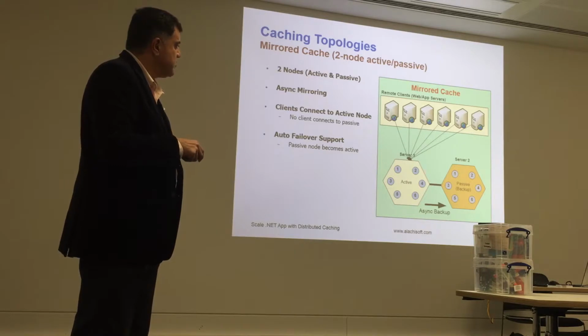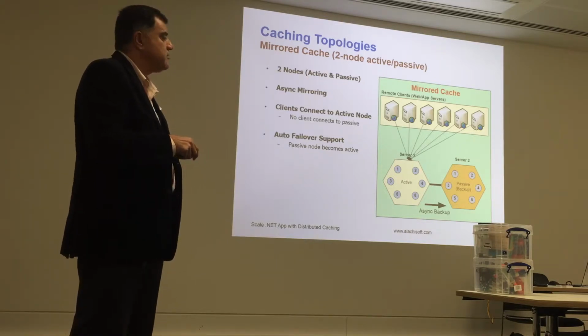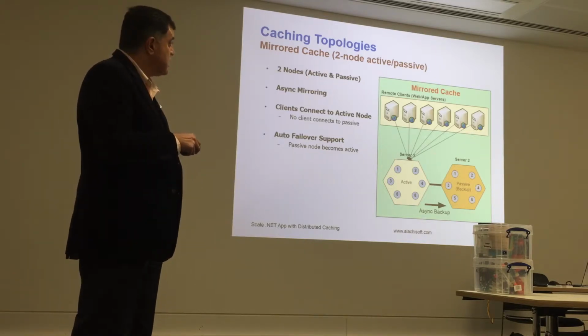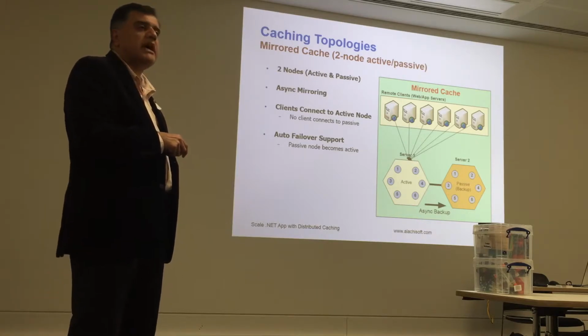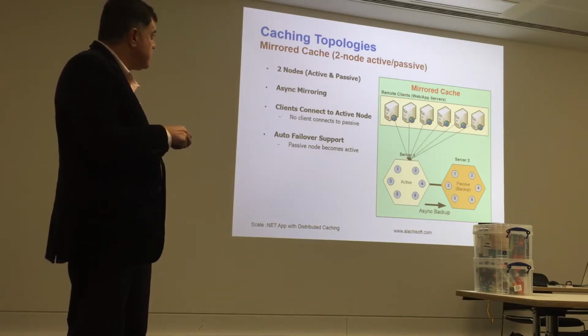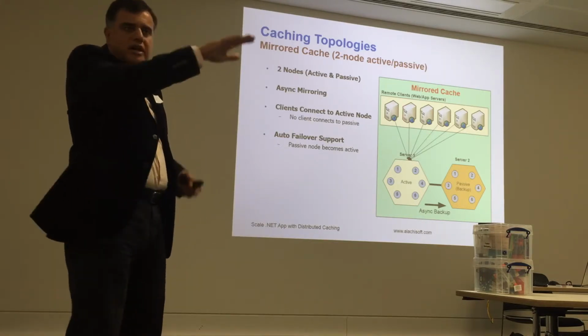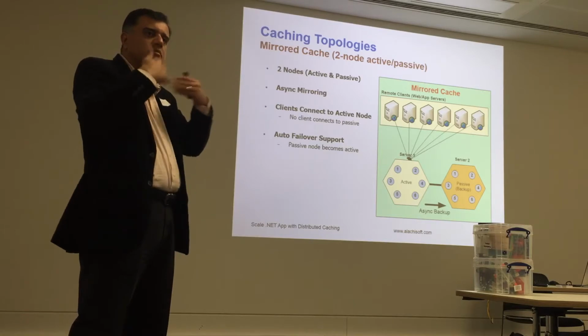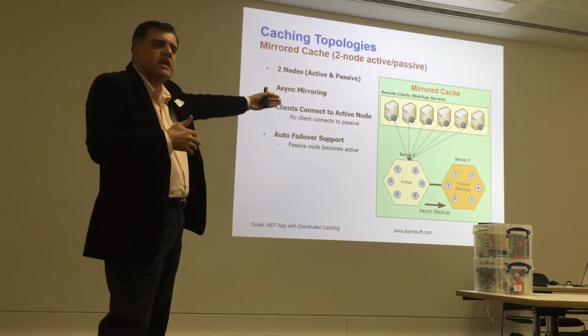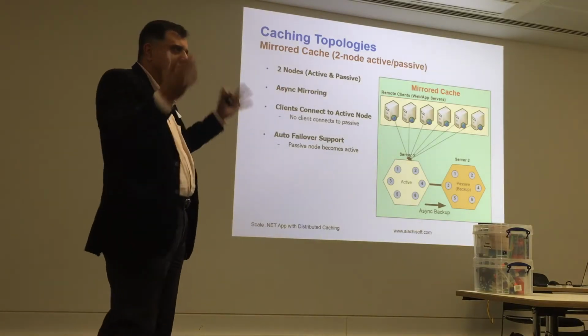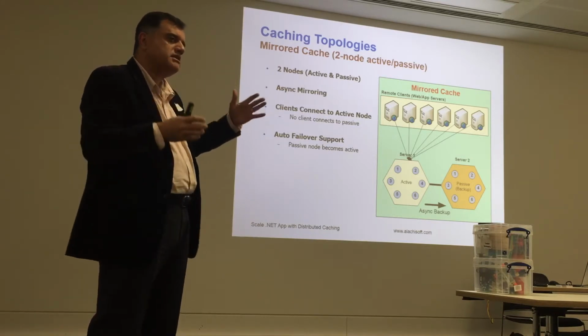But once the active node goes down, the passive node automatically becomes active. And all the clients automatically move to the new active, the previously passive node, because all of that information is given to the clients. And when I say it's given to the clients, it's not your application. It's the client library. It's the client portion of the cache. And that's how all caches do it, depending on whatever their capability is.